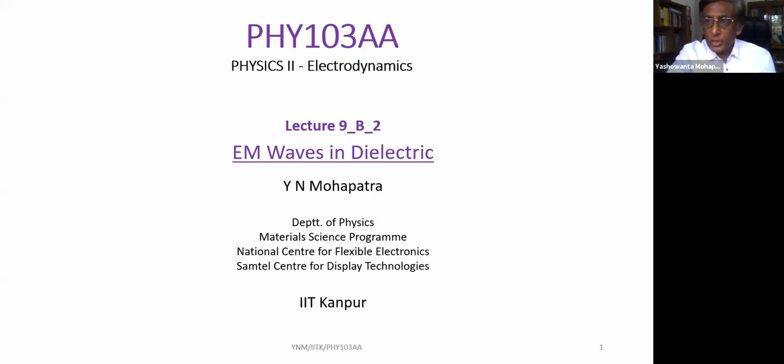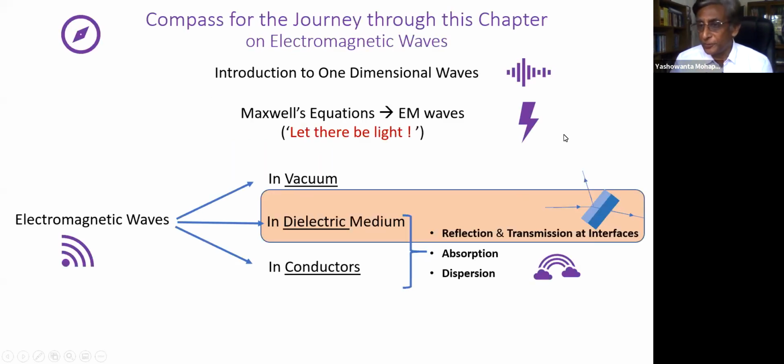Okay, our next lecture is on electromagnetic waves in a dielectric medium. This is lecture 9B2. We already have the blueprint of this chapter, and I have already done the introduction to one-dimensional waves. We have obtained EM waves from Maxwell's equations. I have described EM waves propagating in vacuum. And now we are going into dielectric medium, where we'll also do reflection and transmission at the interface of two dielectrics.